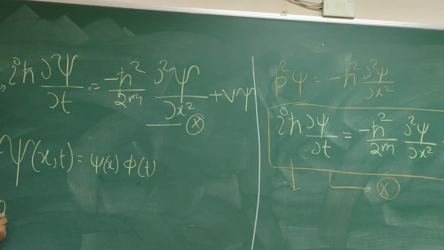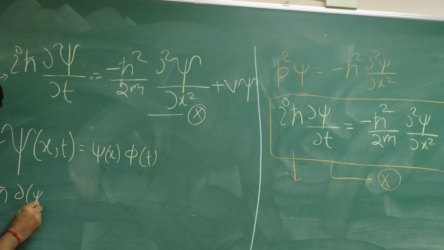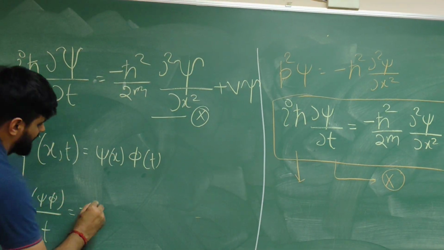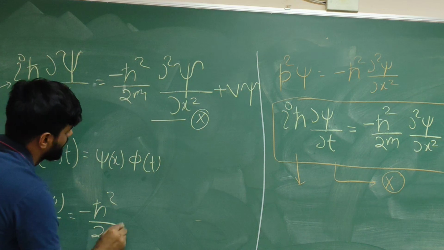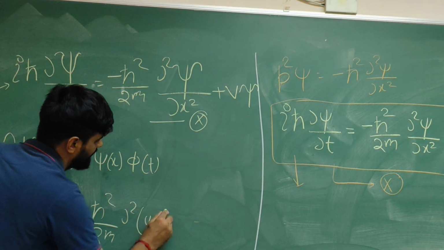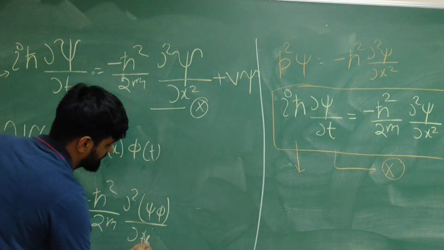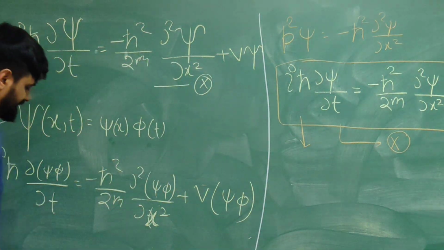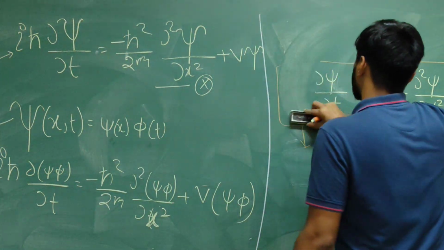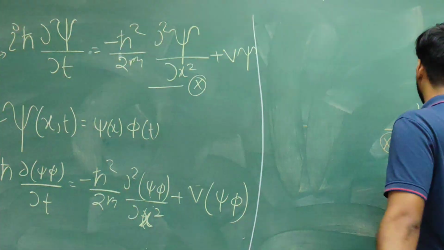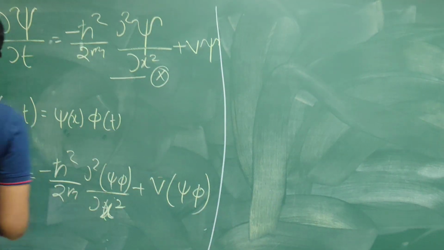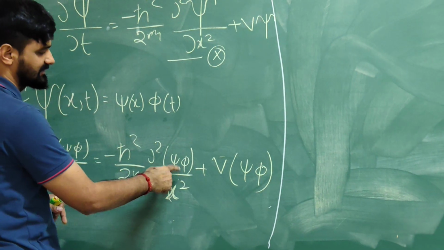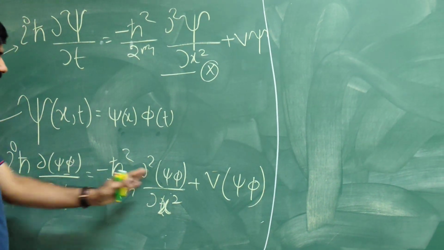So I can write this as i h-bar del psi into phi by del t, that is equal to minus h-bar squared divided by 2m del 2 psi into phi divided by del x square plus V psi into phi. Is that clear? So here small psi and phi are explicit functions of x and t. In this differential, because phi is a function of t only, psi will be treated as constant. Here phi is a function of t, so phi will be treated as constant with respect to x, so phi will come out of the differential.